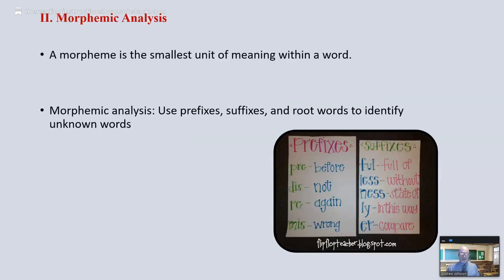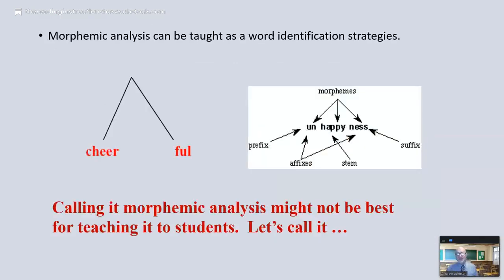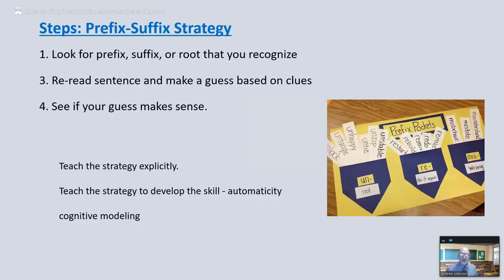Morphemic analysis. A morpheme is the smallest unit of meaning within a word. So it usually refers to using prefixes, suffixes, and root words to identify a word they don't recognize. Morphemic analysis, word identification strategy. Cheerful. But calling it morphemic analysis is not best, so call it the prefix-suffix strategy. And here are the steps. Look for a prefix, suffix, or root that you recognize. Reread the sentence and make a guess. See if your guess makes sense. We teach the strategy to develop the skill. We use cognitive modeling.